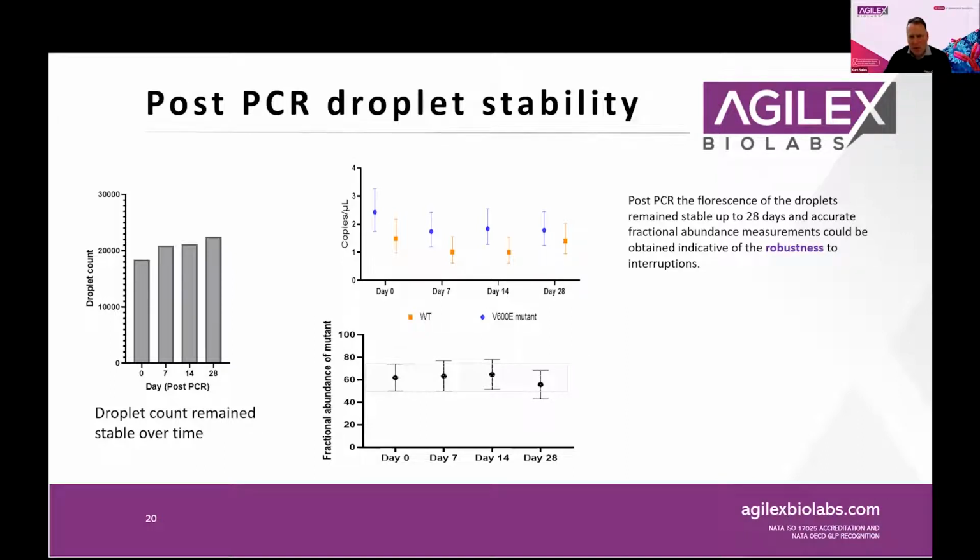So really, this method is not only robust in terms of the accuracy and precision, but also robust to interruptions in the assay, which in a laboratory situation is crucial for being able to have consistent and reliable data.